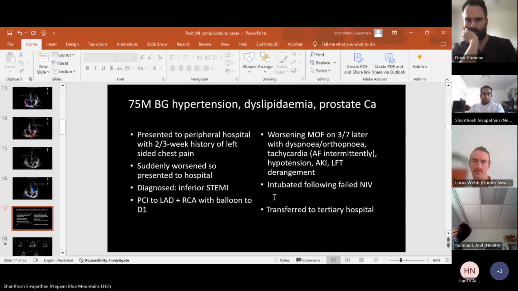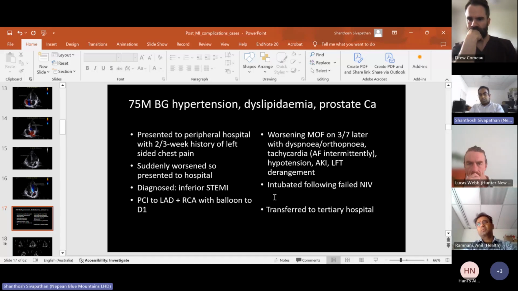So I've got a 75-year-old male with hypertension, dyslipidemia, and prostate cancer, which I believe was treated. He presented to a peripheral hospital with a 2 to 3 week history of left-sided chest pain. He suddenly got worse and was diagnosed with an inferior STEMI. He was transferred to a tertiary hospital and had PCI to the left anterior descending artery and right coronary artery. He also had a first diagonal, which was diseased and also treated.